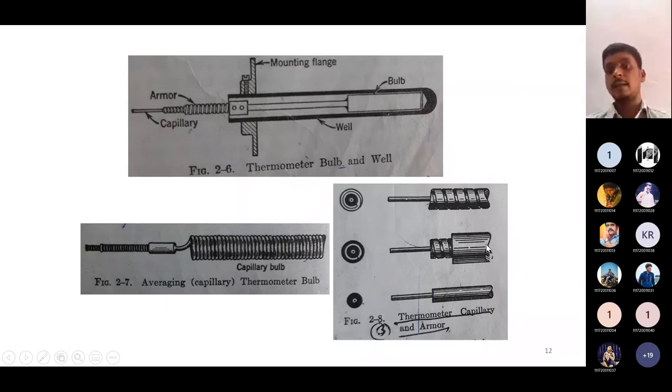And the thermometer capillary and armor: this armor can be of a helix, or it can be of strip type, or it can be of open type. Like this, many types of capillaries and armors, and many types of bulbs, can be there. Instead of exposing the bulb to external damages, like stress damage, mechanical damage, or high temperature damage, to lower the damages there will be a metal well or metal sheets, so that we can put our bulb inside those metal sheets.